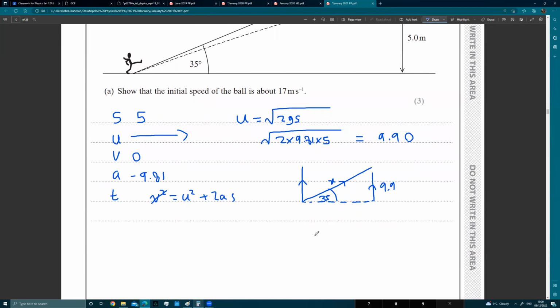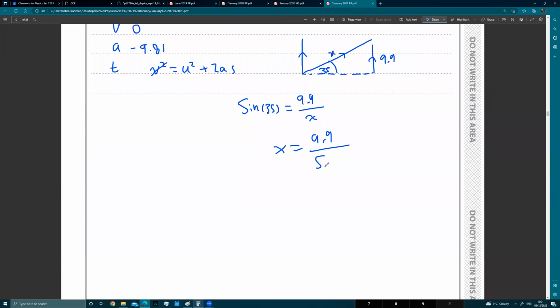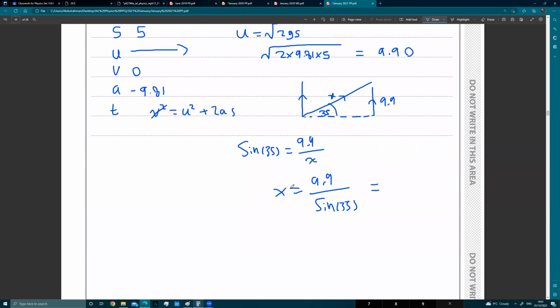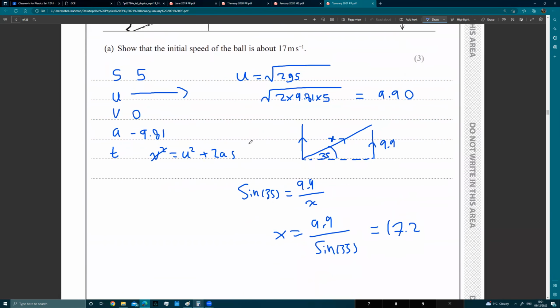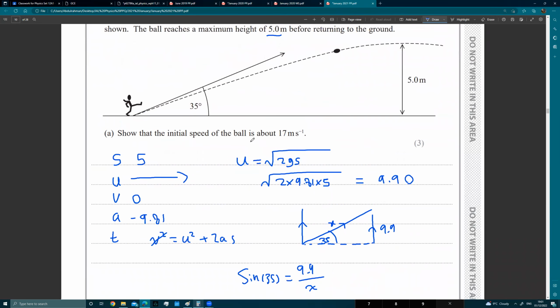So what do we have? We've got the opposite and the hypotenuse, so sine 35 is equal to 9.9 over x. x is equal to 9.9 over sine 35. What do we get? 17.2. Good, 17.2. Yeah, Faizan, if you could realize that stuff, go for it. No, absolutely no problem. For the rest of us, this is how you tackle any sort of question like this.